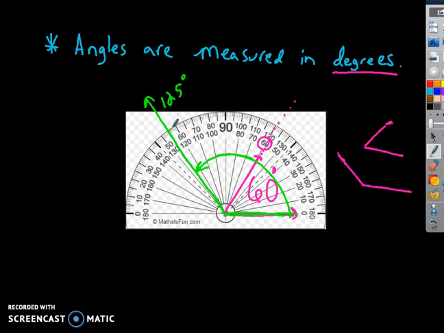So sometimes you have to kind of figure it out because they didn't give you every number on this number line. On this arc, they only gave you like the tens. So you have to figure out where it is in between those tens. All right, so that's how you use a protractor to figure out the measure of angles.